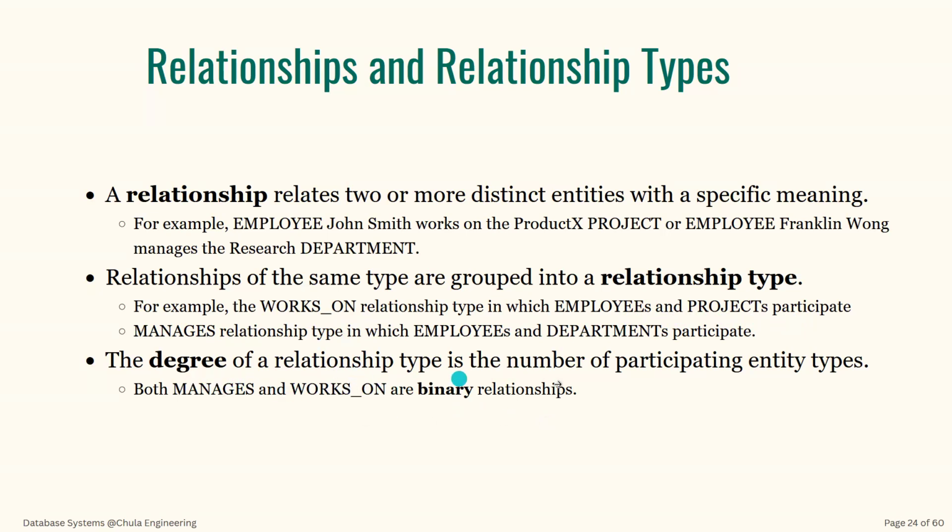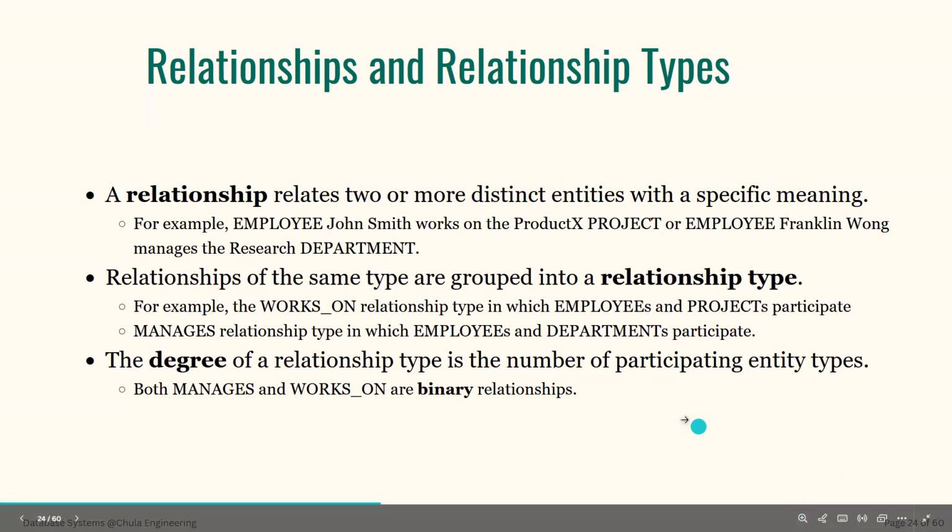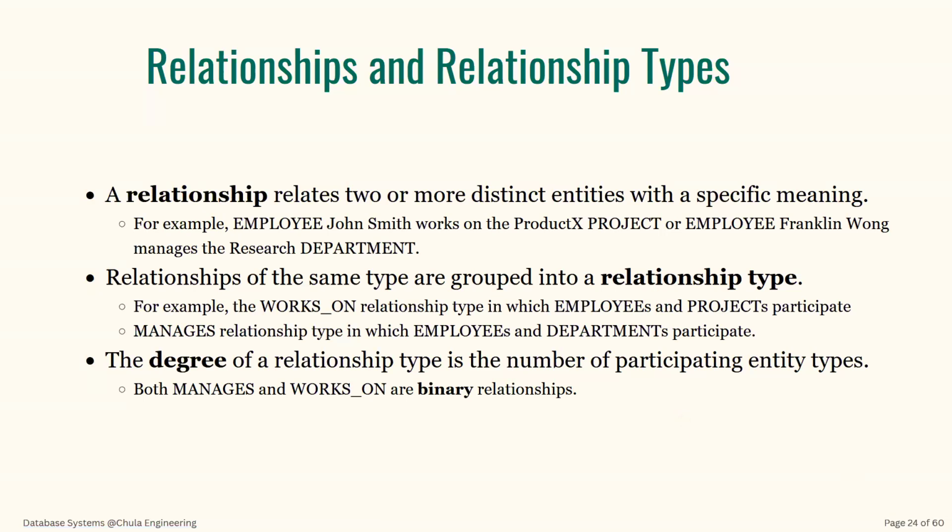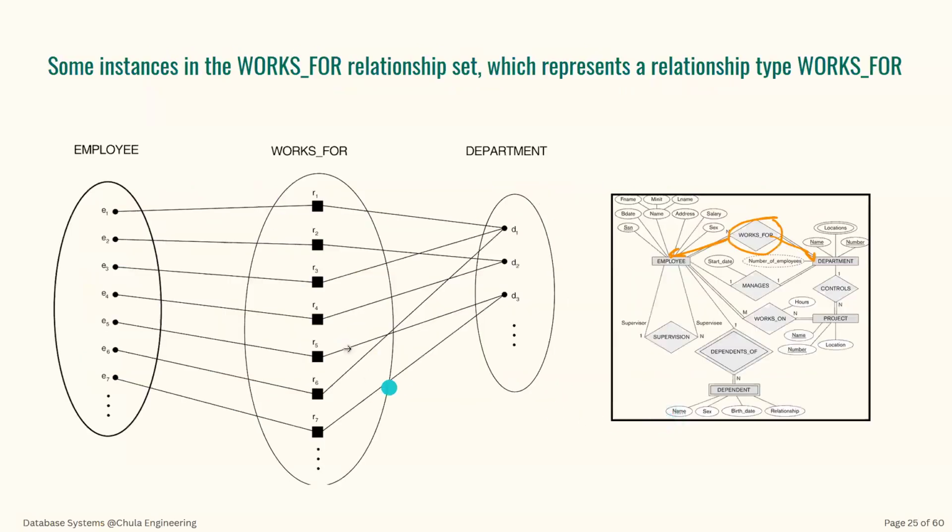The degree of the relationship type means the number of participating entity types. For example, if the relationship type relates two entities, it is called a binary relationship. If it's more than two entities, it is an n-ary relationship. So if it's three, it is a ternary relationship. If it's more than three, it is an n-ary relationship type. All right, so let's see this instance.